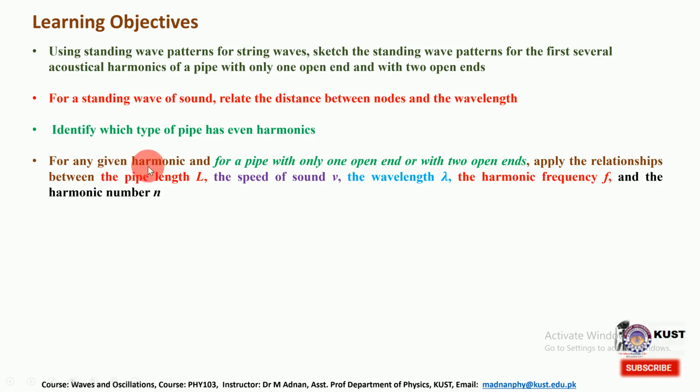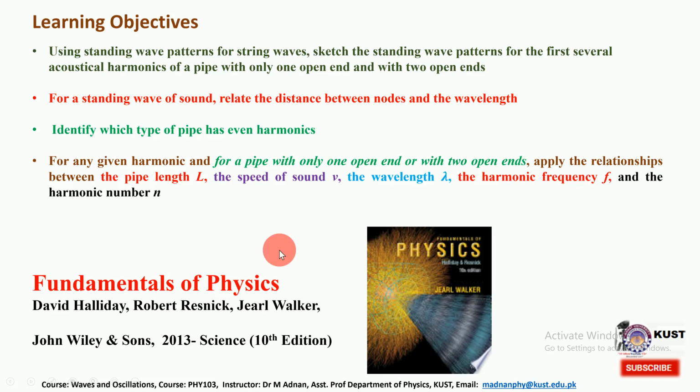Also, for any given harmonic and for a pipe with only one open end or with two open ends, they will be able to apply the relationship between the pipe length, the speed of sound, the wavelength of the sound waves, the harmonic frequency and the harmonic number n, and calculate any of these by applying the relationship. In this course, we are following the book Fundamentals of Physics by Halliday, Resnick and Walker, 10th edition. In this lecture, we have taken some of the figures and illustrations from this book.